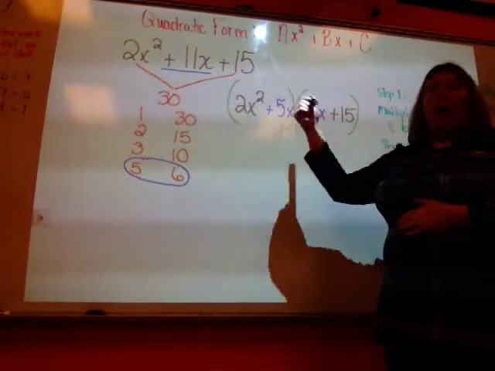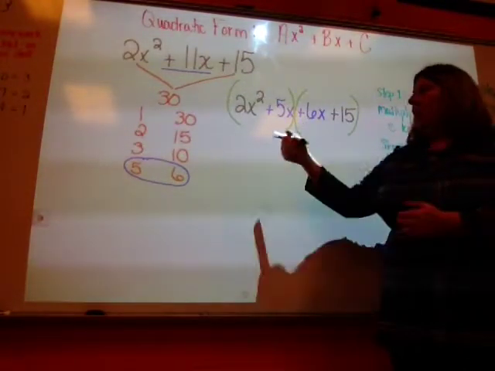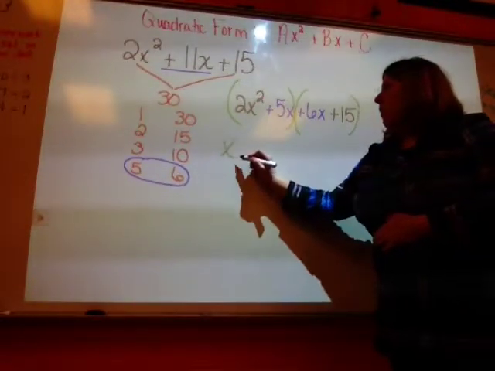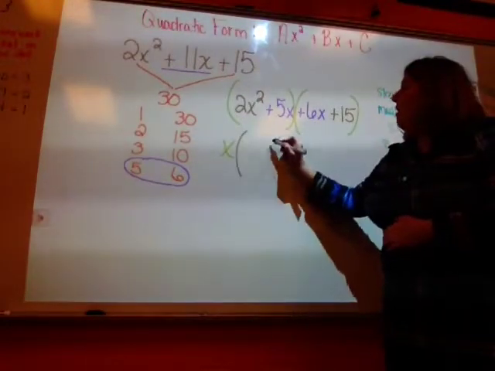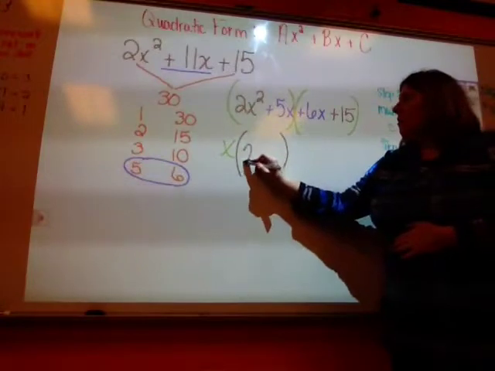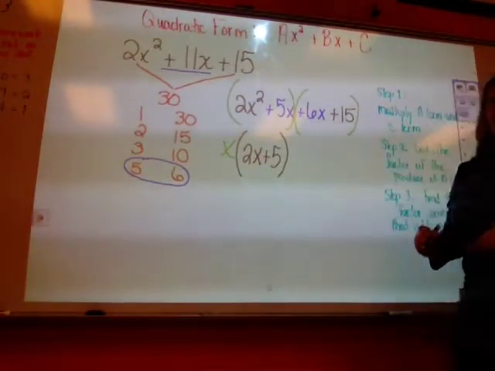So, now I've got to factor out. I got to do my greatest common factor. What's coming out of here? An x. Okay? If I pull out an x, what's staying? 2x, and then plus 5. Everybody agree?